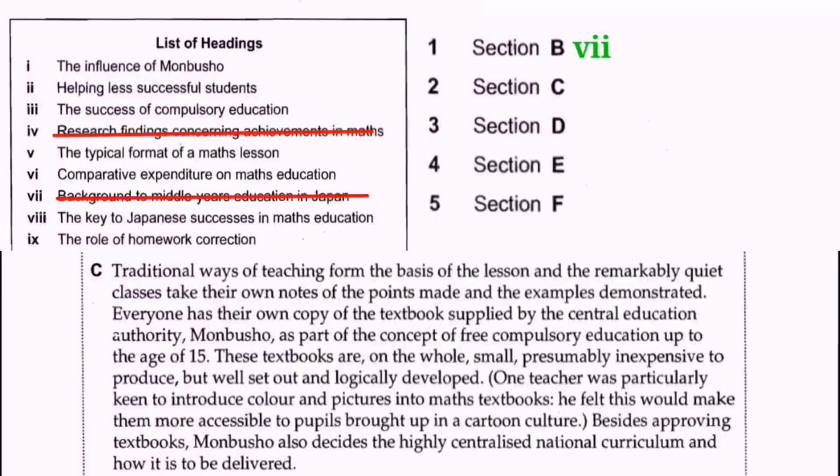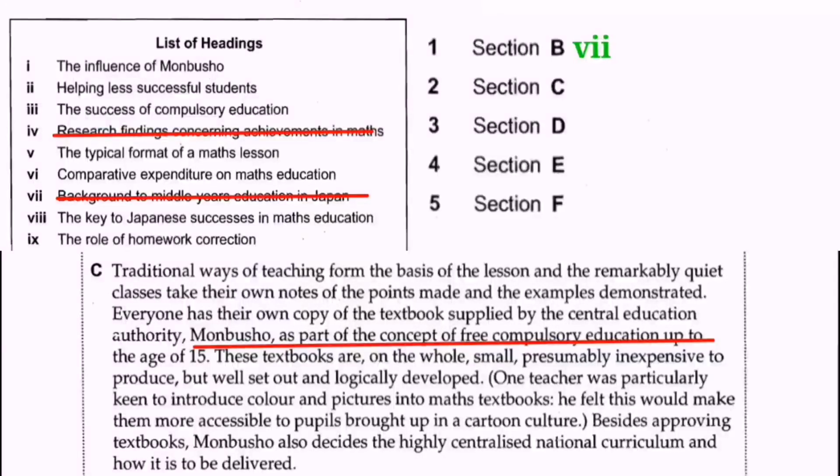Traditional ways of teaching form the basis of the lesson and the remarkably quiet classes take their own notes of the points made and the examples demonstrated. Everyone has their own copy of the textbook supplied by the Central Education Authority. It means that every student has a copy of textbook which is provided by Central Education Authority. Monbusho. Monbusho is the keyword because heading number 1 is related to Monbusho.